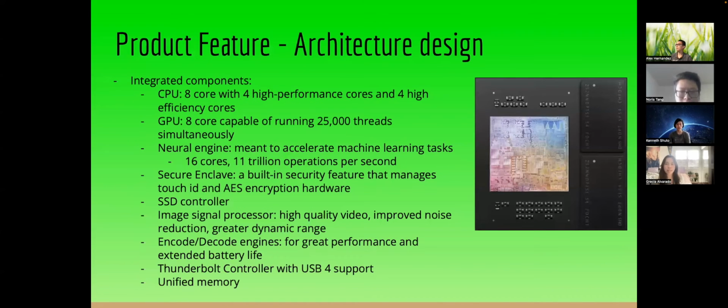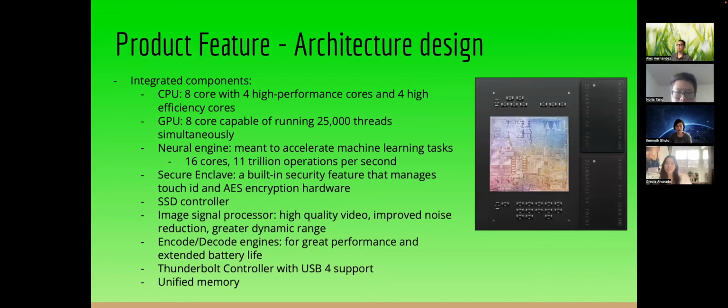So here we have the components that make up the M1 chip. There is a CPU that has 8 cores, 4 of which are performance cores, and the other 4 being high efficiency cores. There is the GPU, which has 8 cores and is capable of running 25,000 threads simultaneously. There is a Neural Engine, which is meant to accelerate machine learning tasks. It has 16 cores and can handle up to 11 trillion operations per second. Also included is a Secure Enclave, which is a built-in security feature that manages Touch ID and is based on AES encryption hardware. AES is a type of encryption where one key is used to encrypt and decrypt data through multiple rounds.